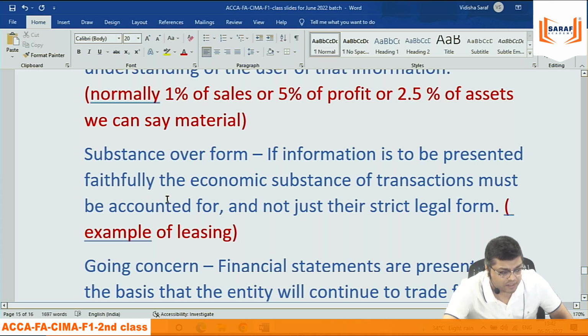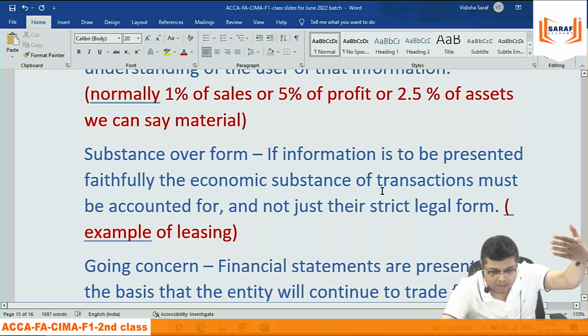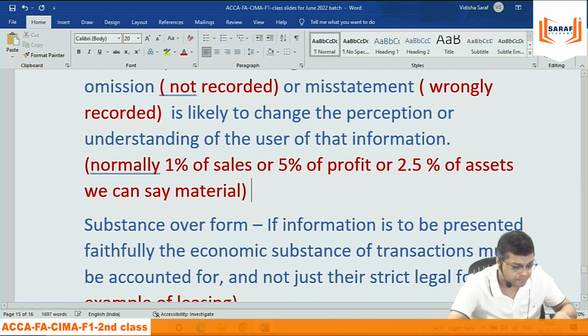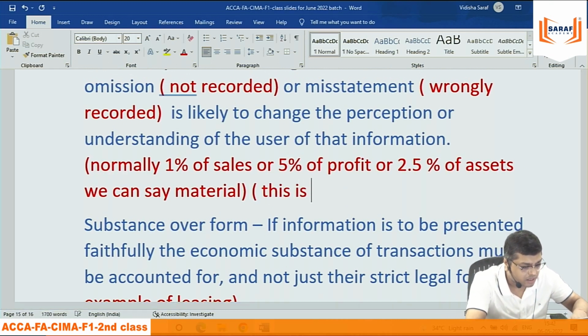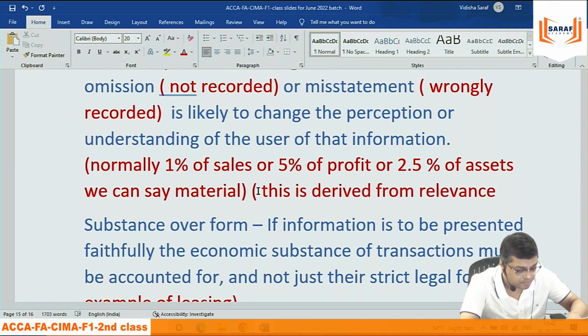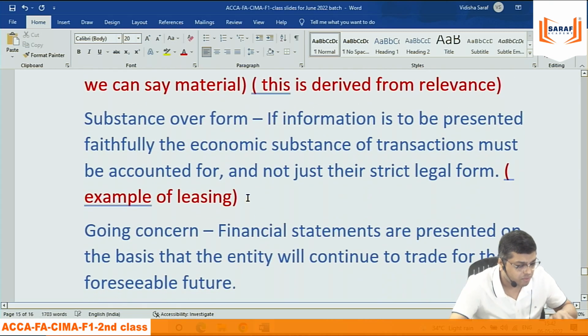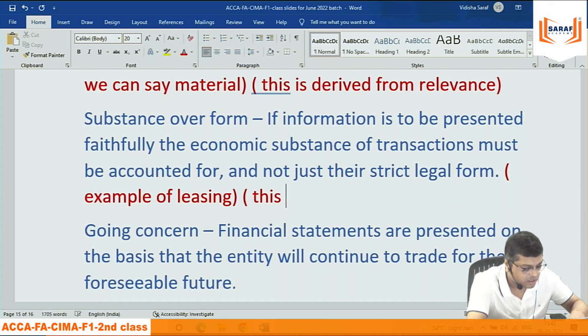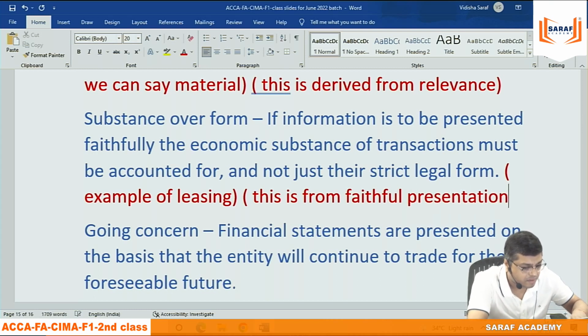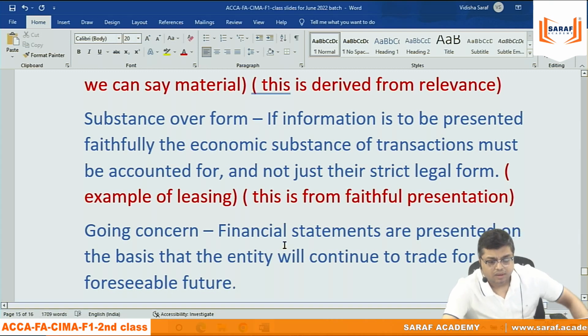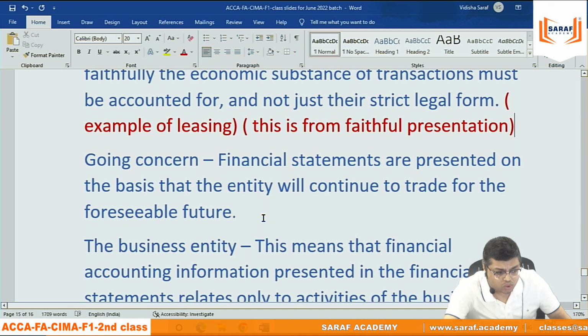Information is to be presented faithfully, the economic substance, because it is derived from the faithful, the fundamental character. This is derived from relevance. This is derived from faithful presentation. Those which are fundamental characteristics, these two are derived from that.